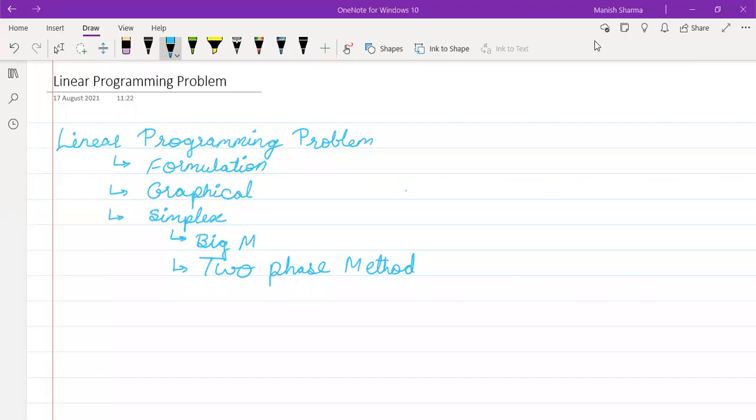Okay. So as I was saying, linear programming problem, we have formulation of linear programming problem. That is, whatever is given to you in terms of verbal communication needs to be converted into mathematical equations. Okay. So all this needs to be converted into mathematical equations.